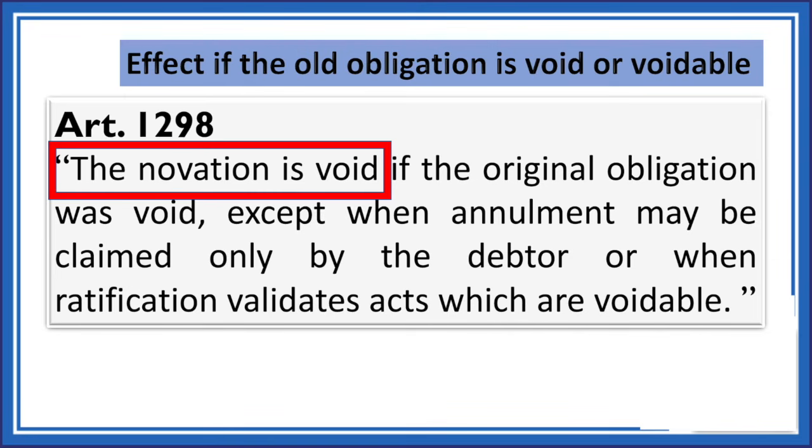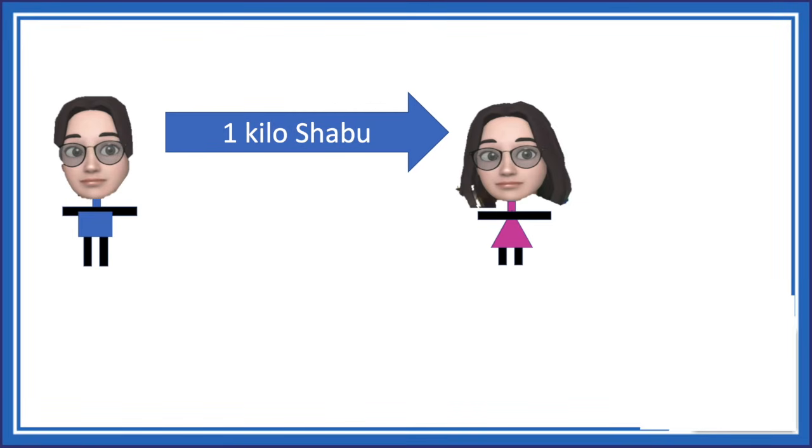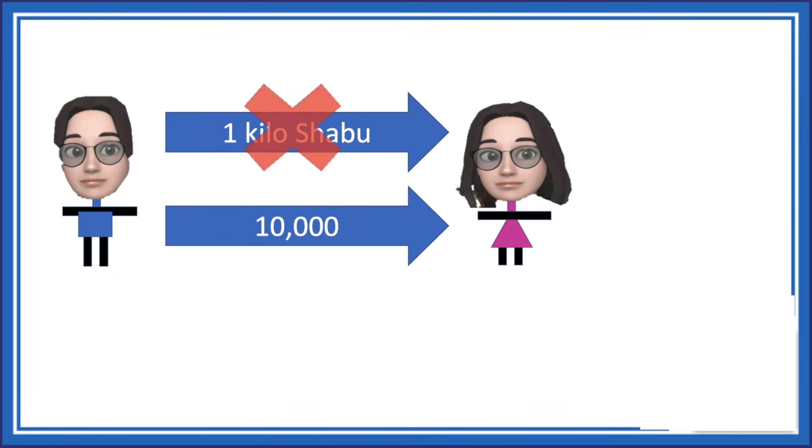So, example ganito. Example muna tayo. Si Pogi, inoblige niya yung sarili niya to deliver to Ganda, say, an illegal drugs. Okay? Tapos later on, nagkasundo tong dalawa, si Pogi at si Ganda, na instead of delivering that illegal drugs like 1 kilo shabu, ganyan, si Pogi ay magbibigay na lang ng pera, which is 10,000 pesos, sabihin natin.